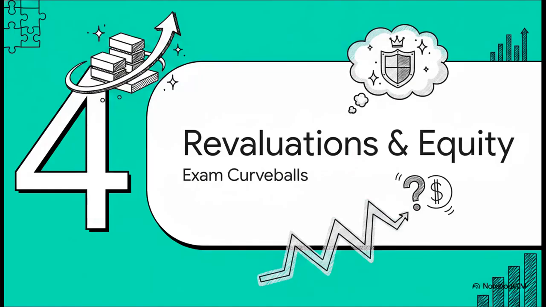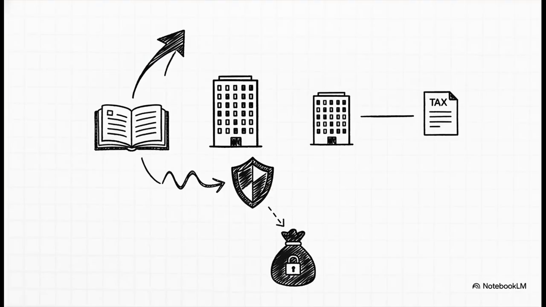You are effectively cashing in a giant tax coupon. Moving into the heavy hitters now. Section 4. Revaluations and equity impacts. Let's see how all of this builds when we introduce some of the absolute toughest exam curveballs, starting with asset revaluations. This is honestly where high distinctions are made.